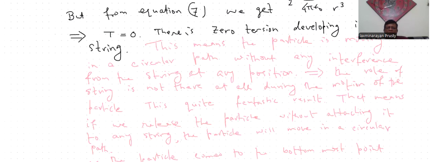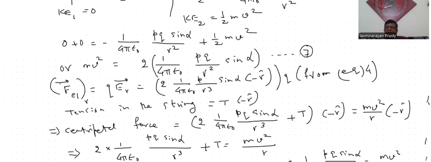That means if we release the particle without attaching any string, or even if there were no string, what happens? It will move in the same circular path because the string has no role to play here.